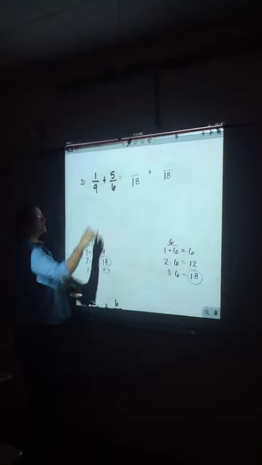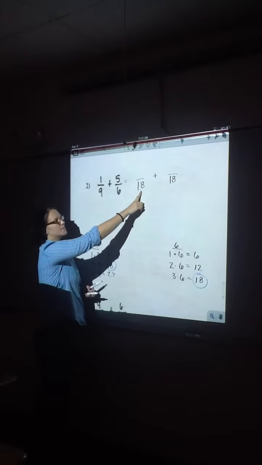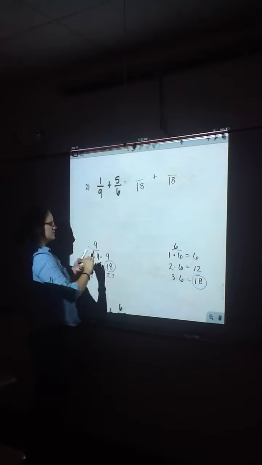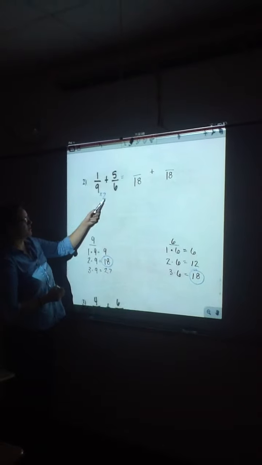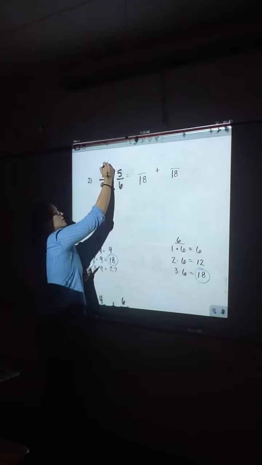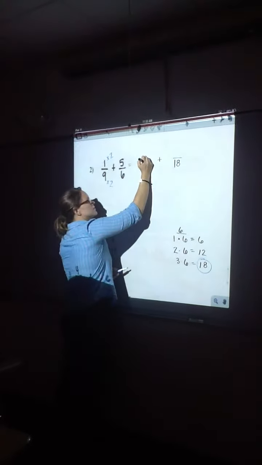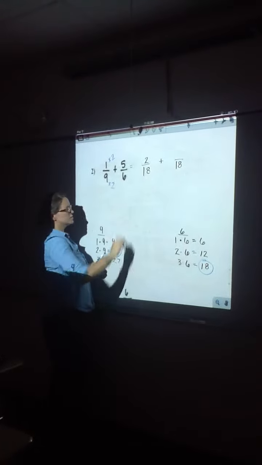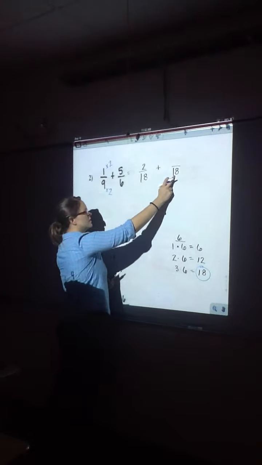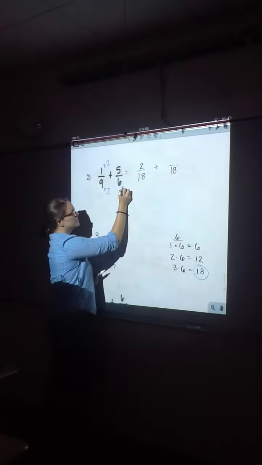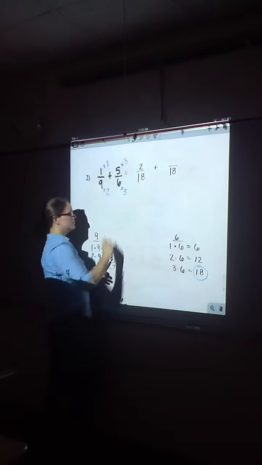So again, I have to consider, how do I change 1/9 into a fraction with the denominator of 18? Well, 9 times 2 is 18. And I know I can't just multiply the bottom of this fraction by 2, I also have to multiply the top. 1 times 2 is 2. And I'll do the same thing here with the 6. How do I make this 6 into an 18? Well, I multiply it by 3. I can't just do it to the bottom, I also have to do it to the top.